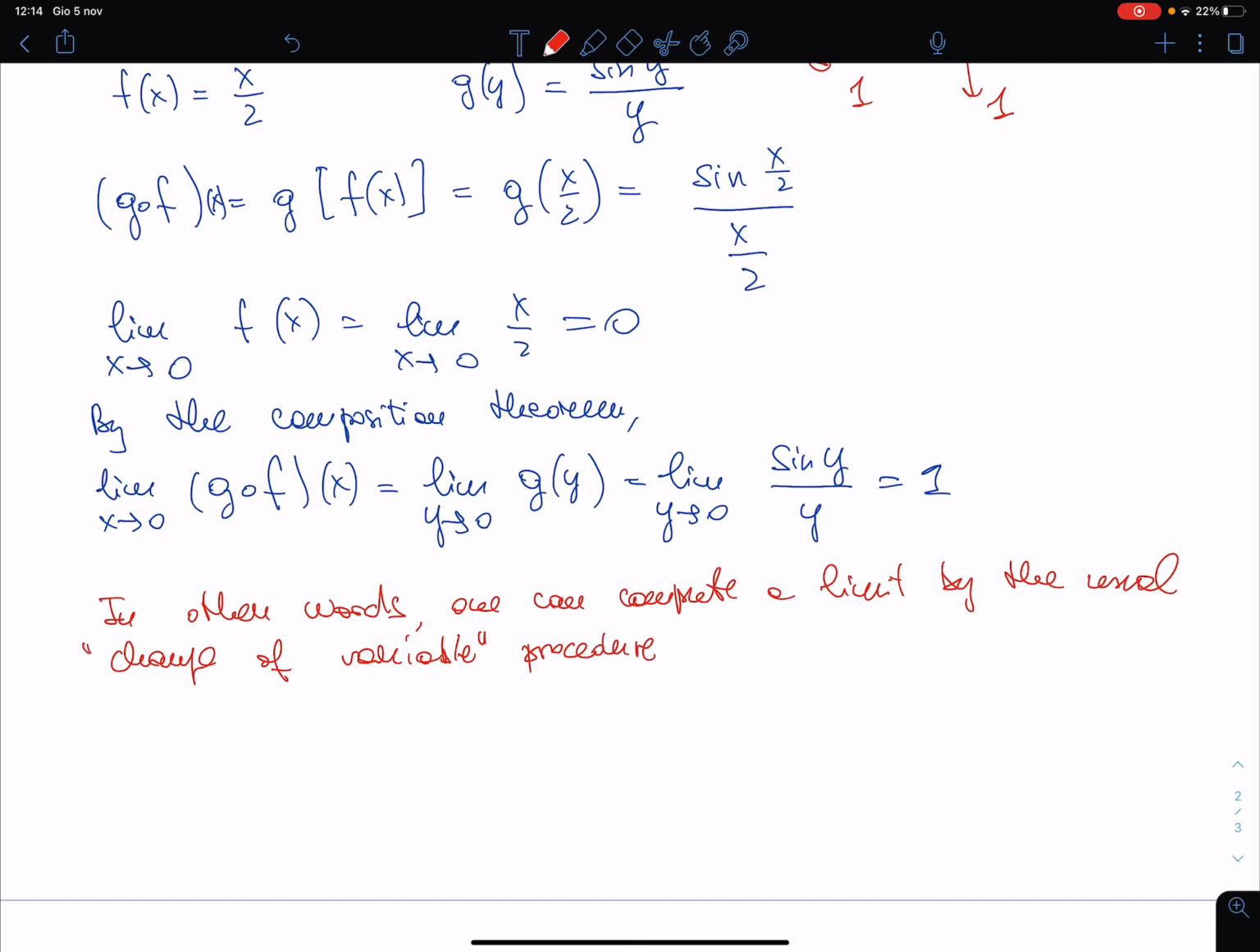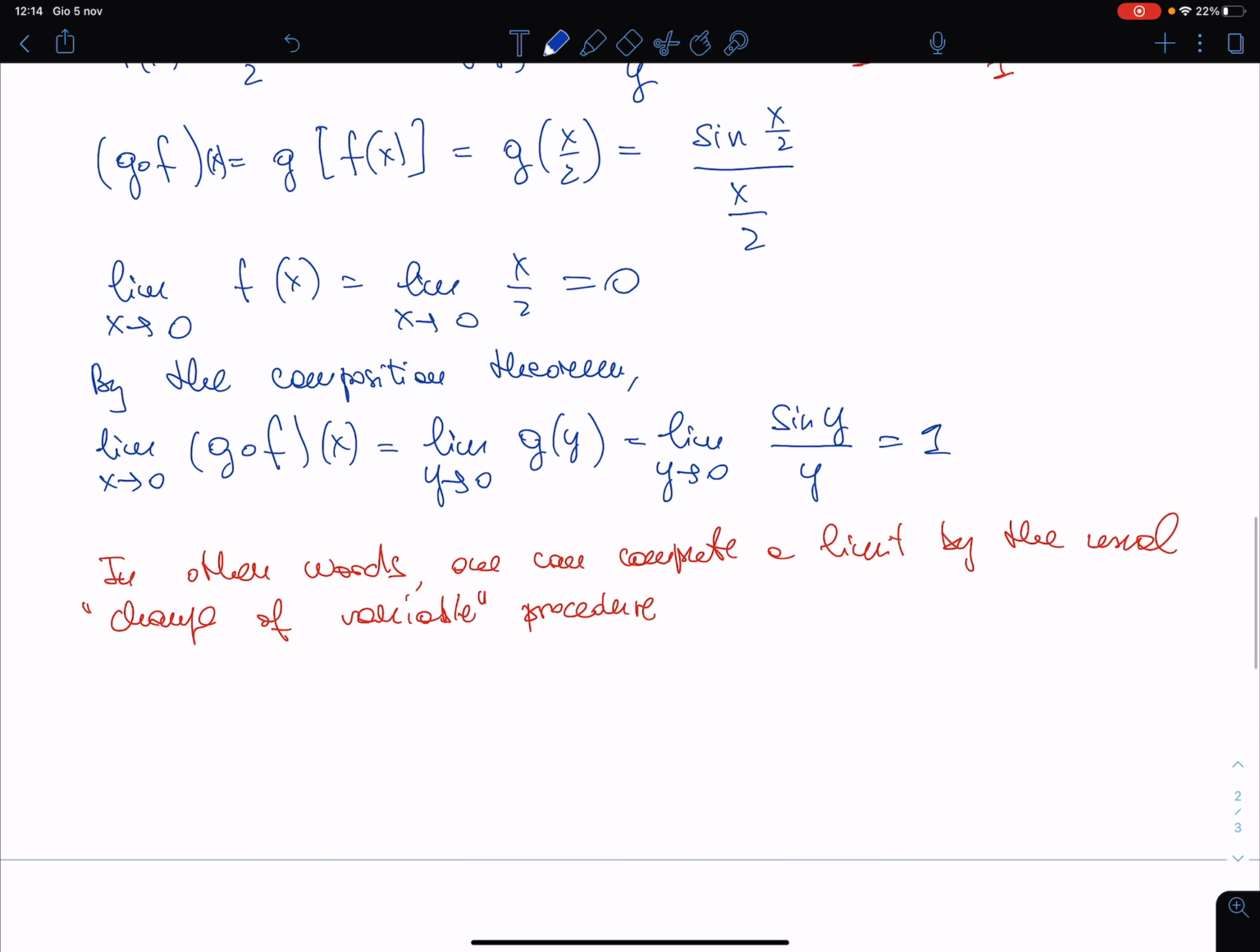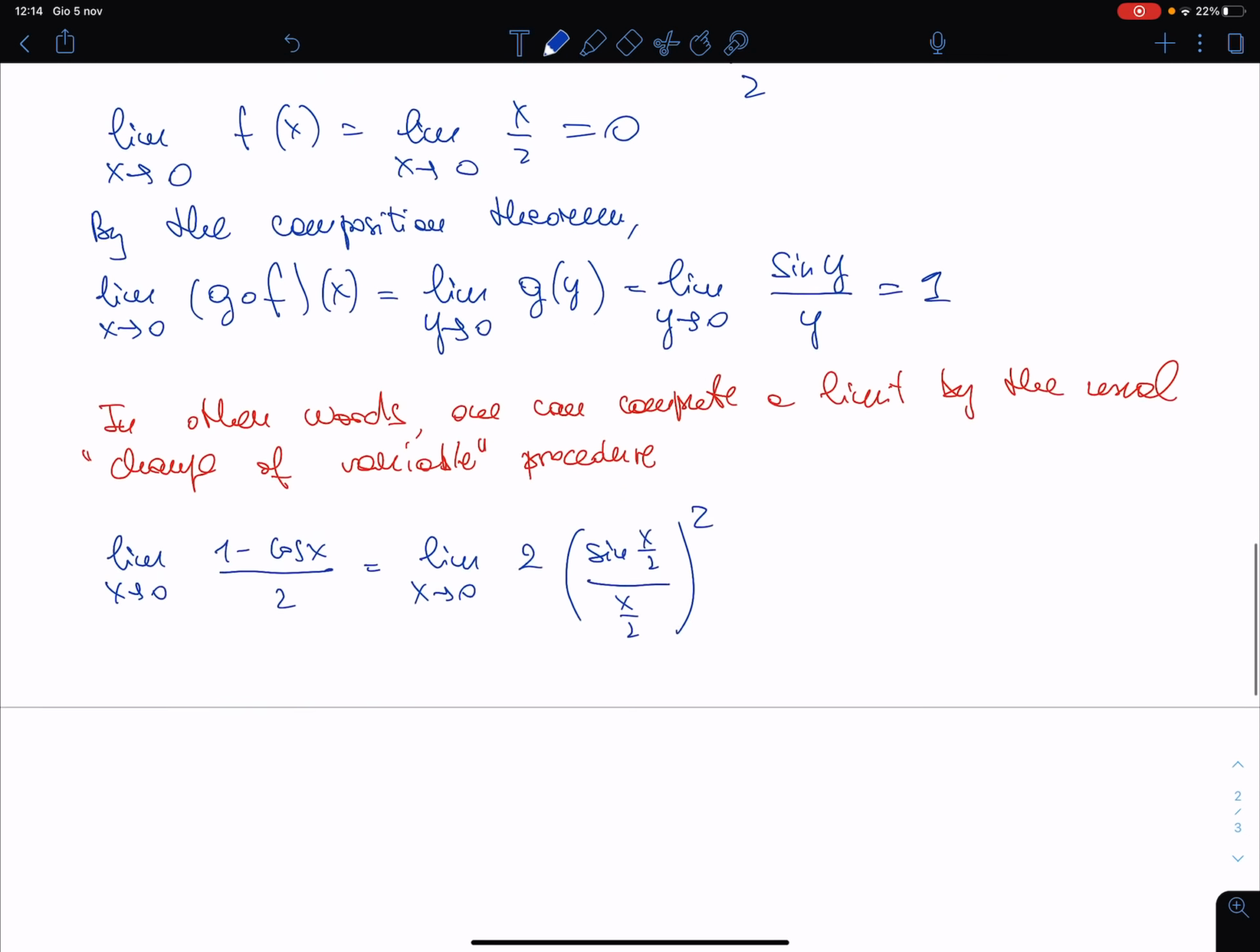So let us be more rapid here. If we are to compute the limit for x going to 0 of 1 minus cosine of x divided by x squared, this is the limit of x going to 0 of 2 times sine squared of x over 2, divided by x squared.